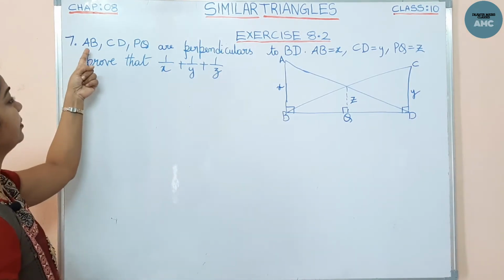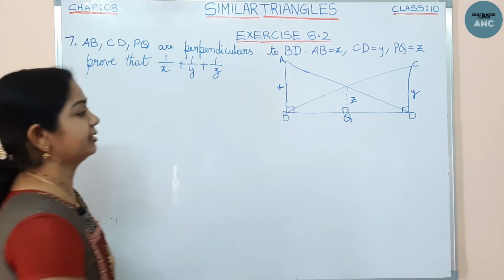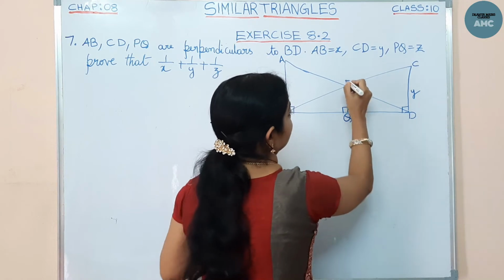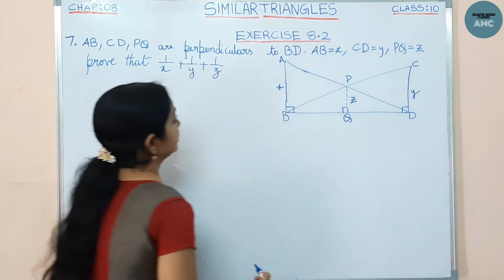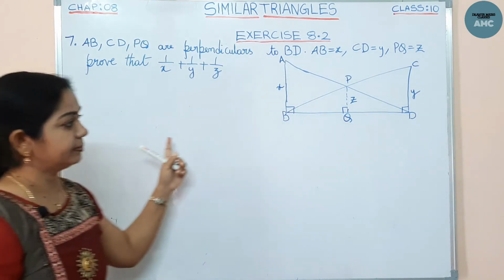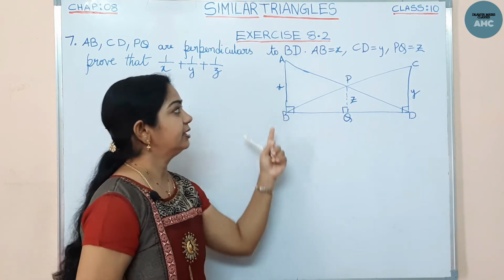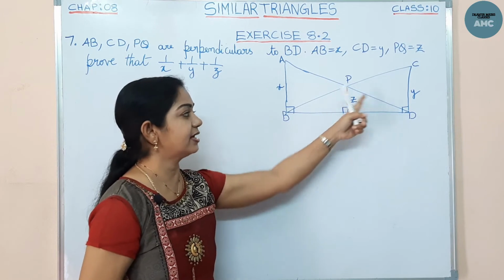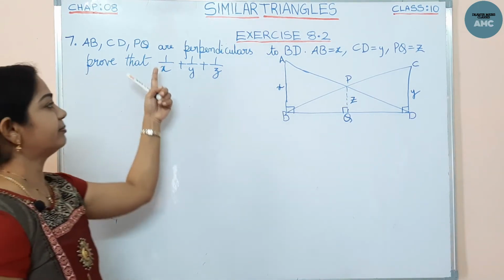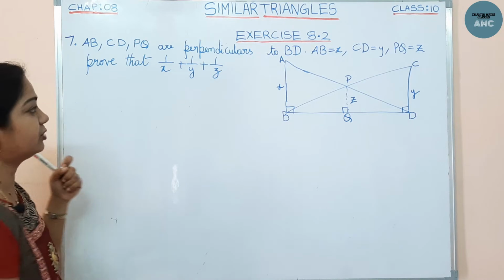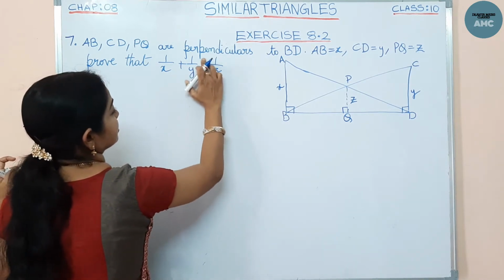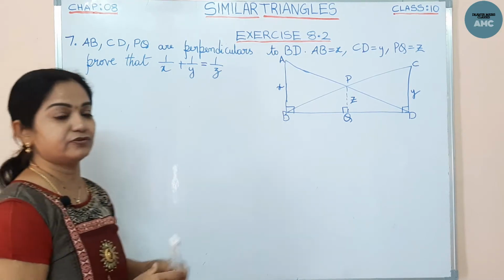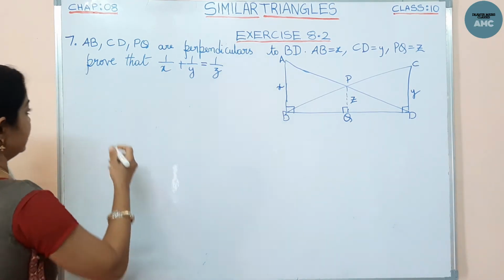Now, seventh problem: AB, CD, PQ are the perpendiculars. This AB, PQ and CD are the perpendiculars to the line BD. And AB is given X here, this is given Y, this is Z, that is Y. And prove that 1 by X plus 1 by Y is equal to 1 by Z. So this we have to prove. Now let's get started.